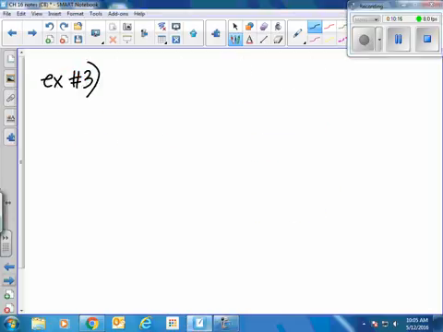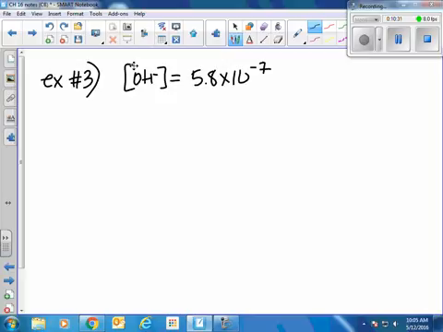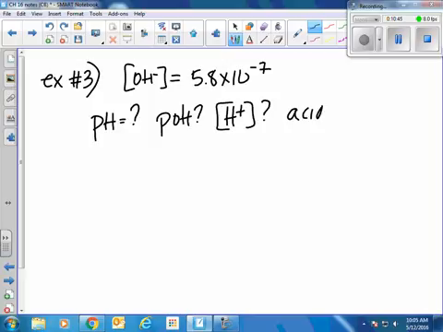So now we are going to do example number 3. And for this one, I'm going to give you this time the hydroxide ion concentration, and that's 5.8 times 10 to the negative 7th. And for this one, I want you guys to find the pH, the pOH, and the hydrogen ion concentration, and tell me if it's an acid or a base. Now, like I said, if you're looking at your gold sheet right now, there is a variety of pathways that you can get there. It just really depends on what you see and what you want to do first.